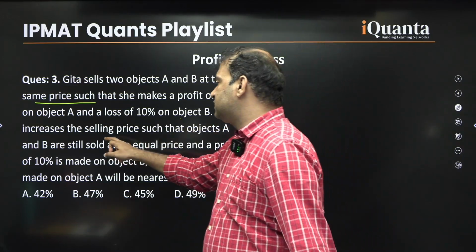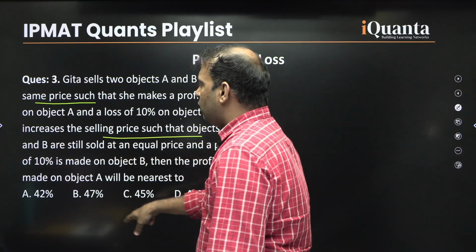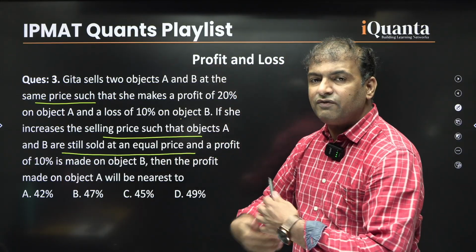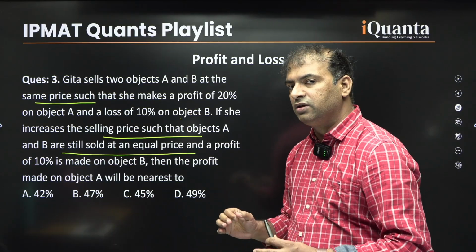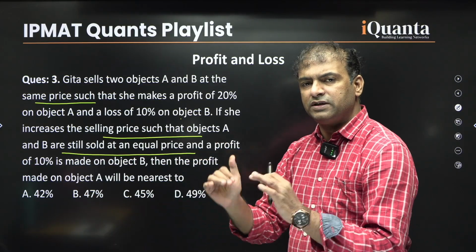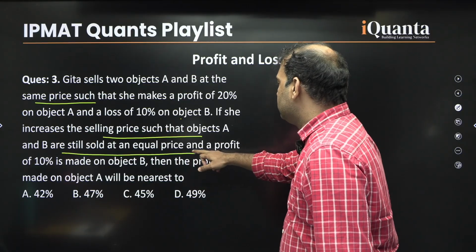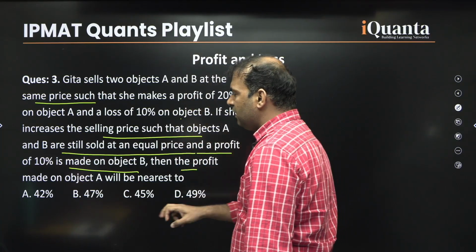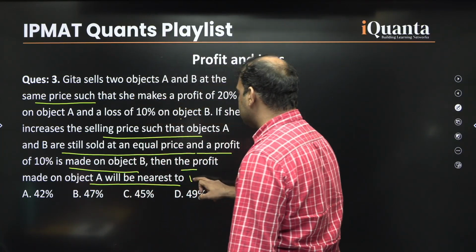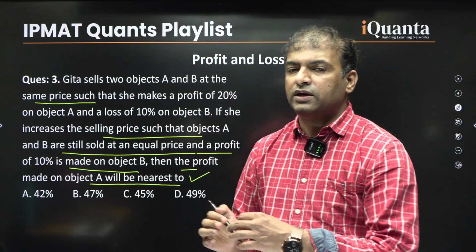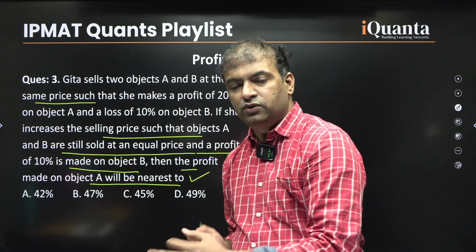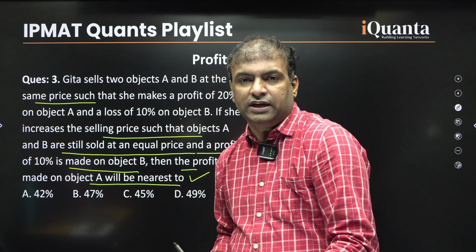If she increases the selling price such that object A and B are still sold at the same price, guys, even after increasing the selling price, she makes sure that the selling price of both of them is still the same. Now they are saying that a profit of 10% is made on object B and the profit made on object A will be nearest to. Okay guys, again we can solve this problem in a lot of ways. A lot of people solve by the variables, but we will try to avoid the variables as much as we can.